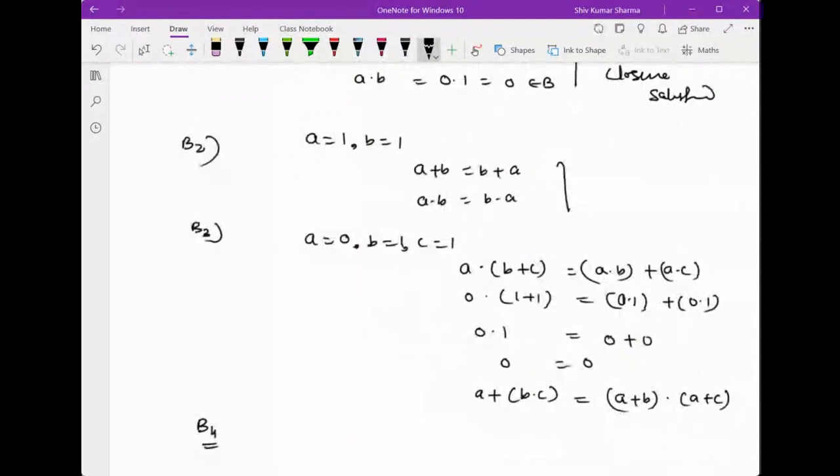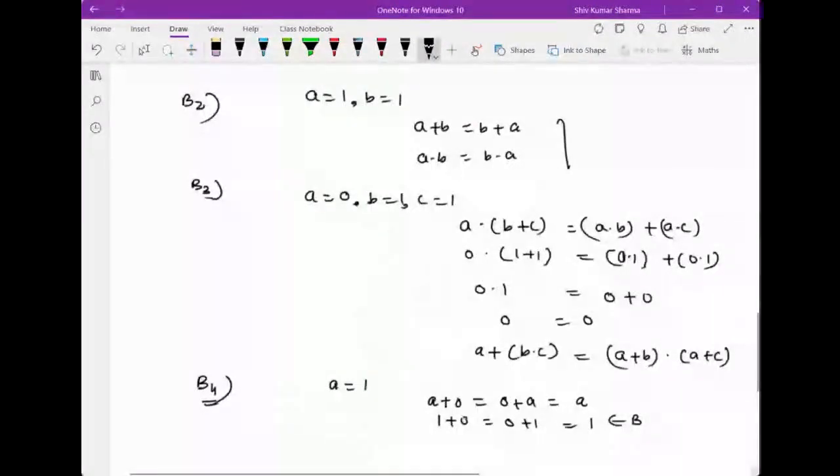We write B4. B4 means identity. So you can take one element as per your choice. So we can take A equal to 1, and correspondingly the identity element. The identity element under addition is 0. So we write A plus 0 equals 0 plus A equals A. So 1 plus 0 equals 0 plus 1 equals 1. So the additive identity is satisfied. And for multiplicative identity, we write 1 into 1 equal to 1. So 1 also belongs to B. So that means the fourth property is also satisfied.